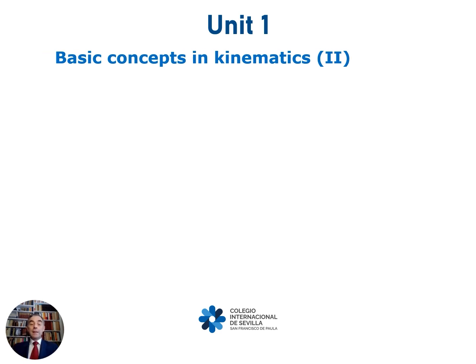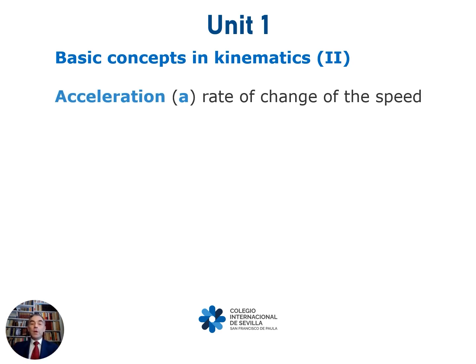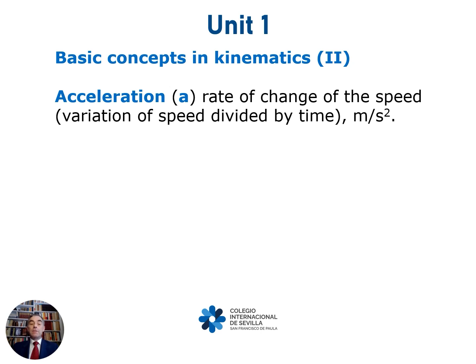We just said that the rate at which a body moves can change along time, and it can go more slowly at the beginning and faster at the end, or the other way around, or it can vary more or less randomly. We call acceleration, and we represent by an A, the rate of change of the speed. We could also say it is the variation of speed divided by time, and given that it is variation of speed, meters per second, divided by time, second, it is measured in meters divided by second squared.